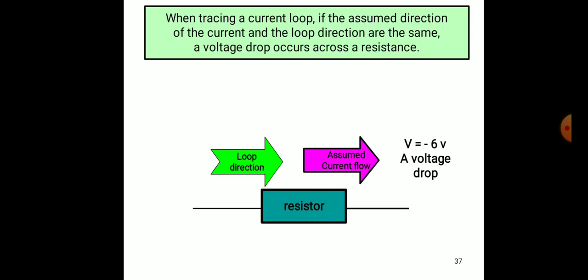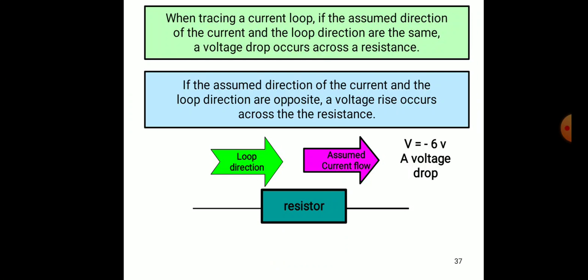When tracing a current loop, if the assumed direction of the current and the loop direction are the same, a voltage drop occurs across a resistance. You can see, if the assumed direction of the current and the loop direction are opposite, a voltage rise occurs across the resistance. V equals 60, a voltage drop.